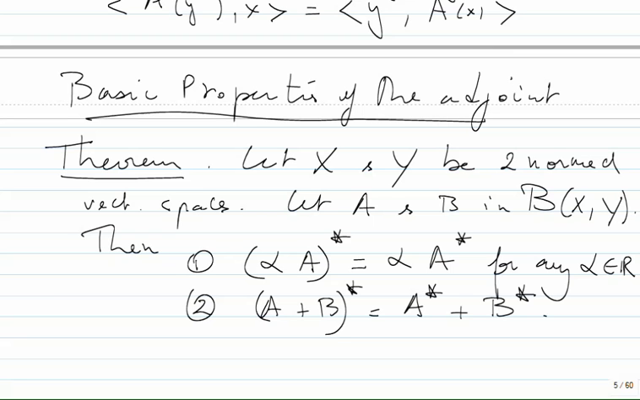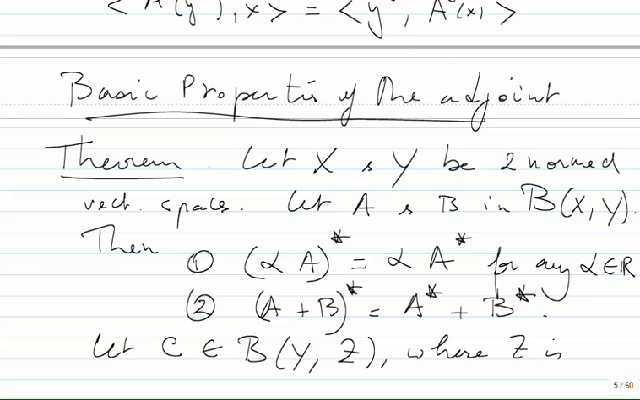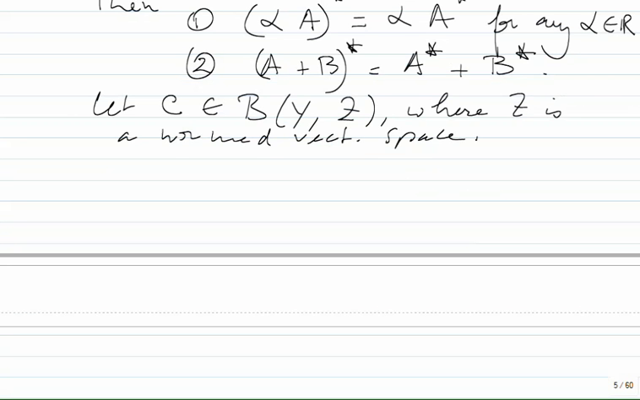So this is how it goes. Now let C belong to the bounded operators from Y to Z, where Z is a normed vector space. Then now we can consider the composition between C and A. So we have C composed with A, star, is equal to A star composed with C star. Okay? Very interesting. Okay?